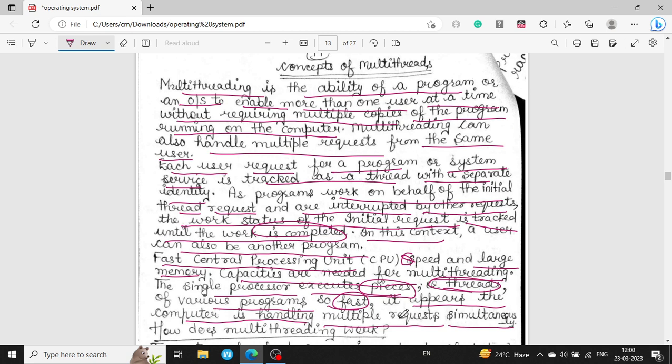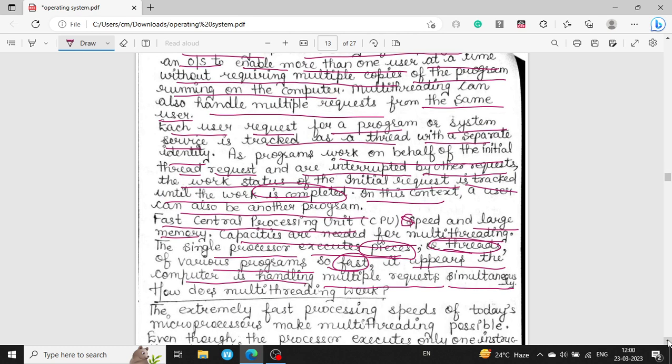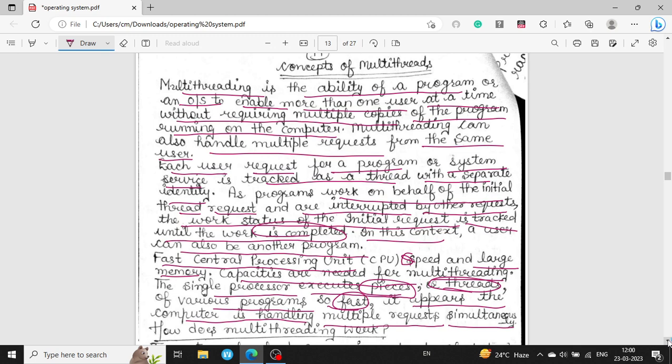Now we can say, what is the concept of multi-threading? Multi-threading is the ability of a program to run more than one program at a time without making copies of the programs which are running on the computer. And multi-threading can also handle multiple requests from the same user.